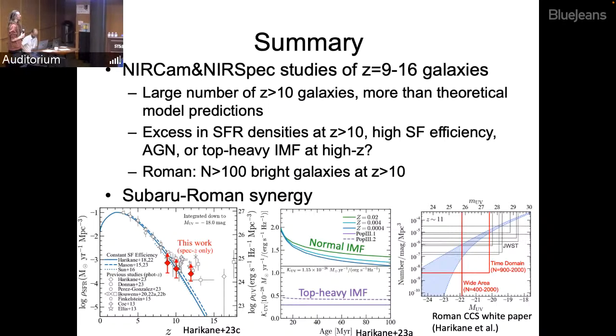Yeah, that's a very good point. It's possible that if you observe bright galaxies, they can be in an overdense region. And actually this error bar already includes this kind of cosmic variance effect. So including the cosmic variance effect, it still shows high star formation rate densities relative to model predictions.